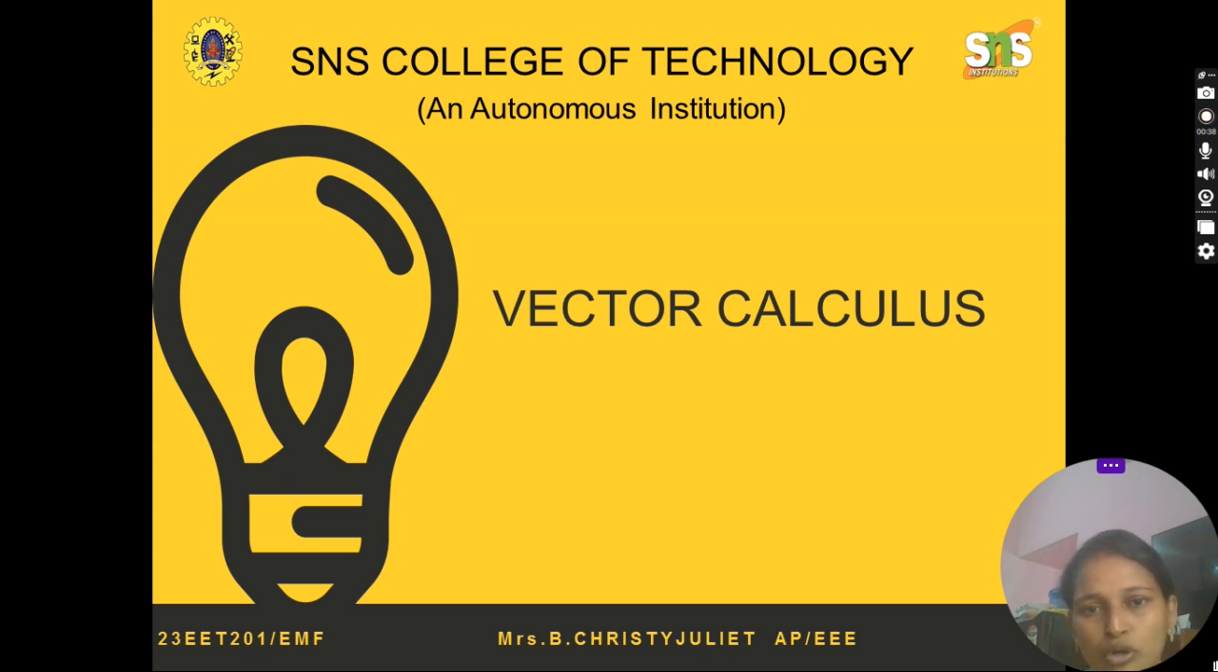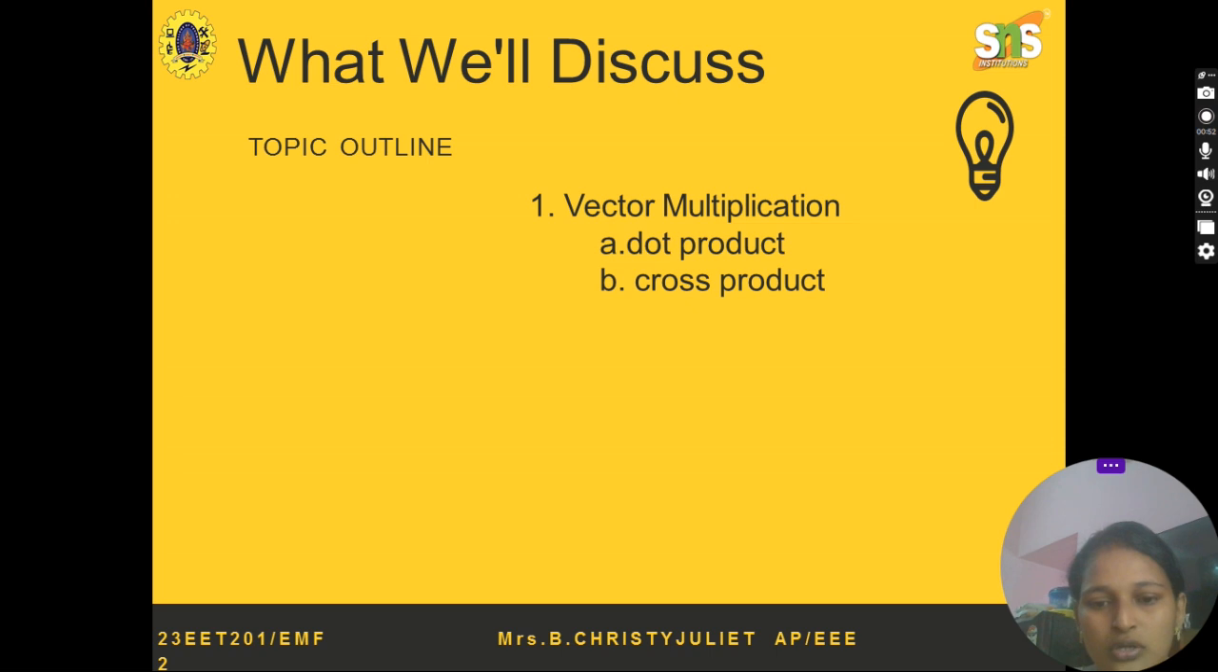So one important topic in vector calculus is vector multiplication. So let's dive into the topic and discuss in detail the different vector multiplications available. When we talk about multiplications, there are different types associated with scalars and vectors. We can multiply two scalars, we can multiply a scalar with a vector, or a vector with a scalar, and between two vectors.